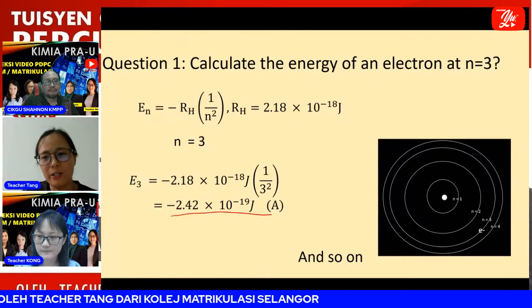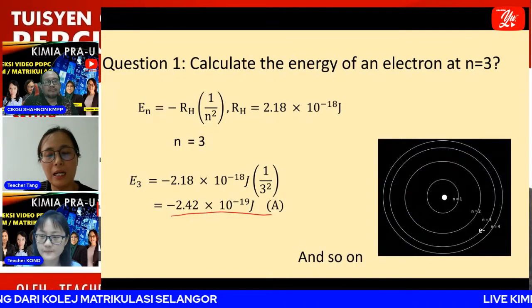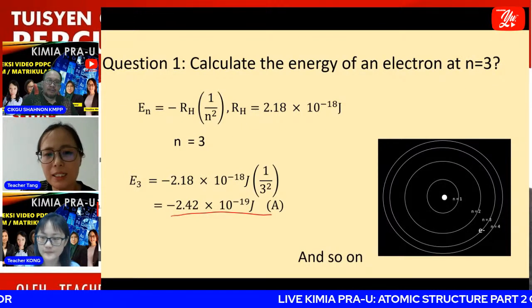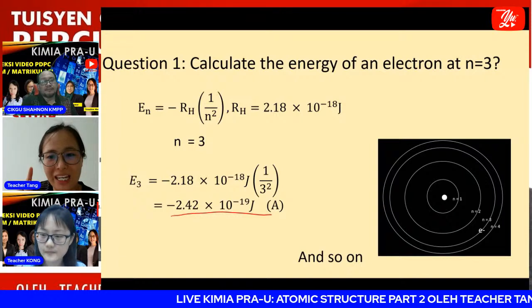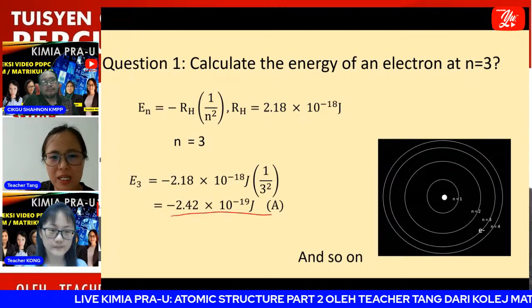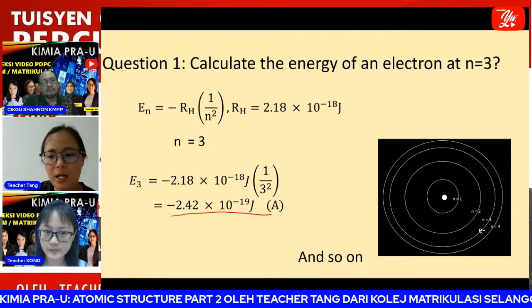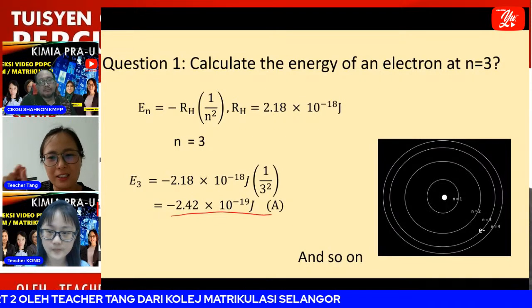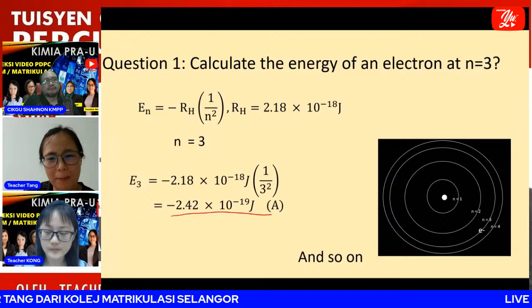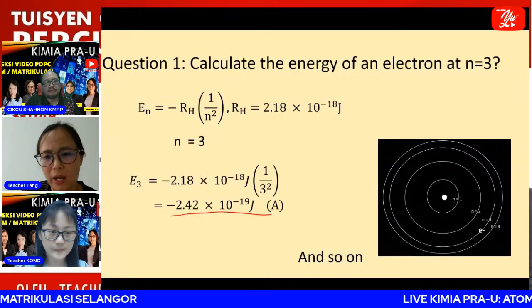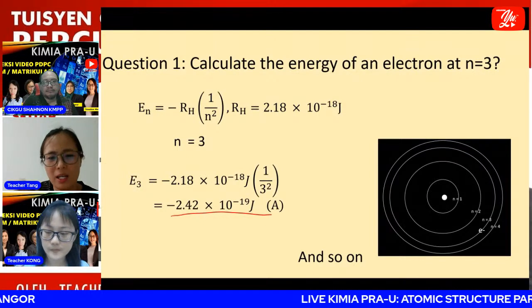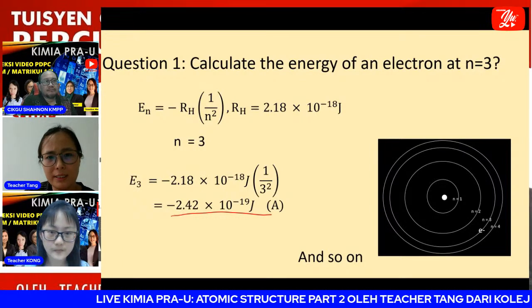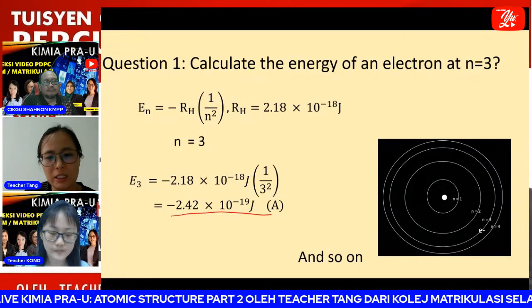And so on. If it is at the fourth orbit with energy level n equals 4, you also do the same thing. Basically this is the energy of the electron when it is at that particular orbit. It has this energy because the orbit itself has a certain amount of energy. The electron in that orbit has that particular amount of energy, and because of that, we say the energy of the electron is quantized.